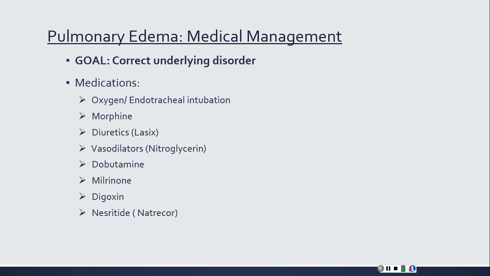All right, vasodilators. We got our nitros. We're going to give those to do what? Open up the vessel. Takes away some of the pressure. All right, dobutamine, milrinone, digoxin, and Natrecor. These are all other medications that are going to help take off that pressure. Now, from a nursing standpoint, these are medications that have to be prescribed. We're not just going to give these. I don't see any of them on there that we could just give without an order, right? Even the oxygen. We can't just go give oxygen without an order, right?